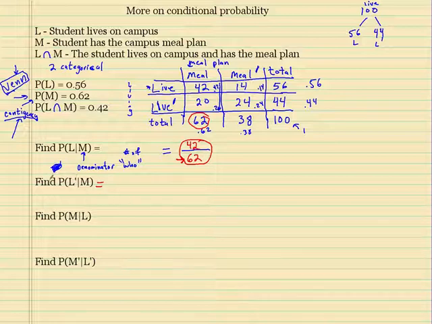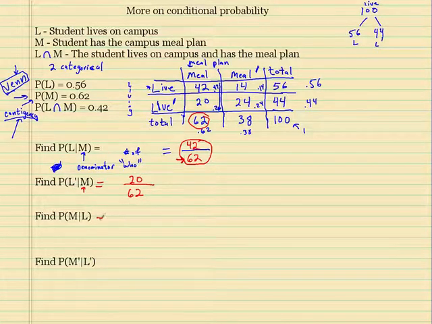What's the probability that you don't live on the campus given you have a meal plan? So the meal plan's the important thing. That's in our denominator, so we have the same denominator. So it's going to be 62. Out of these 62 people, how many live off campus? 20 of them. Okay.